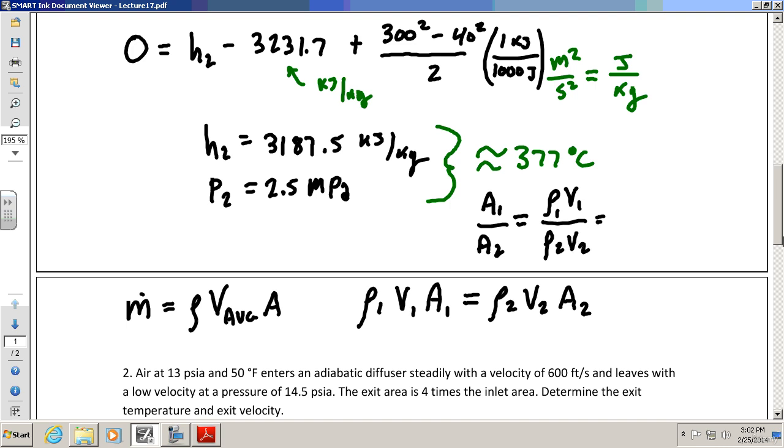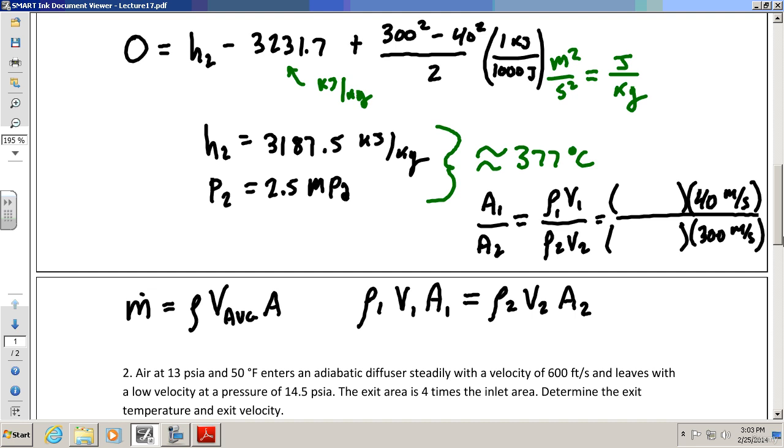Now the velocities are easy. The velocities are given in the problem. The velocity 1 is 40 meters per second, right? The velocity 2 is 300 meters per second. The question is, what are those densities? What's the density coming in and what's the density going out? How would I get them? Specific volume, and I get specific volume on the tables, right?